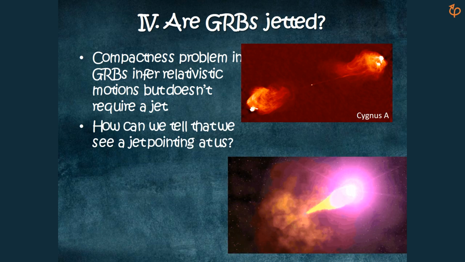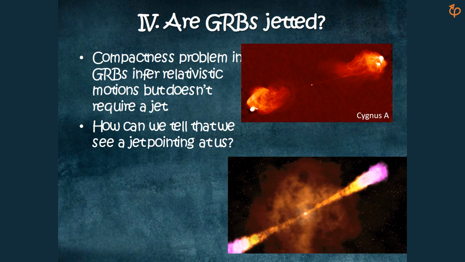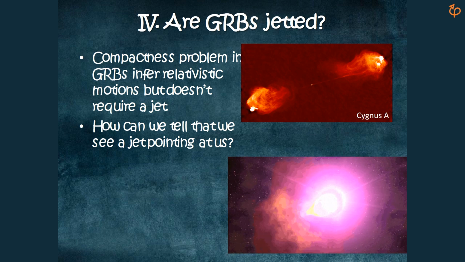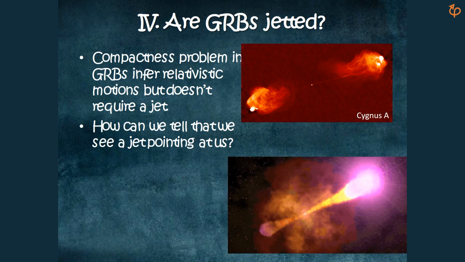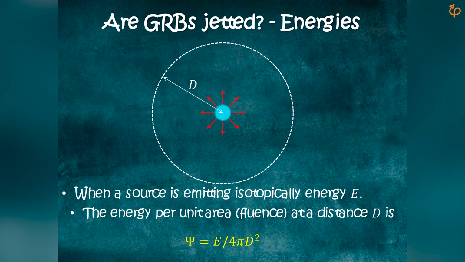So how can we tell that what we see is actually a jet that is pointing toward us and not a spherical explosion? And this is the last question that I want to address in this talk. So let us assume that the explosion that we see is indeed a spherical explosion. Okay? So this is the gamma ray burst as it explodes, and let us assume that this is spherical. So I have photons that are emitted in all 4 pi directions. And I'm sitting here, and I'm measuring the energy that is coming toward me.